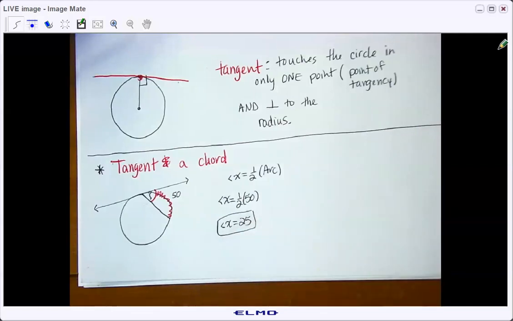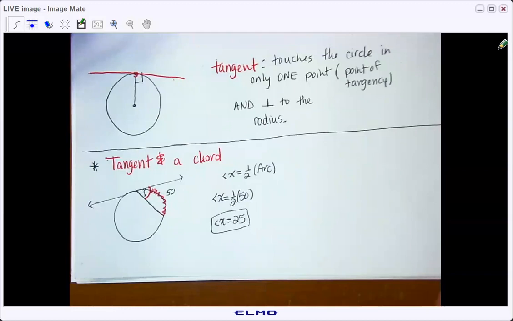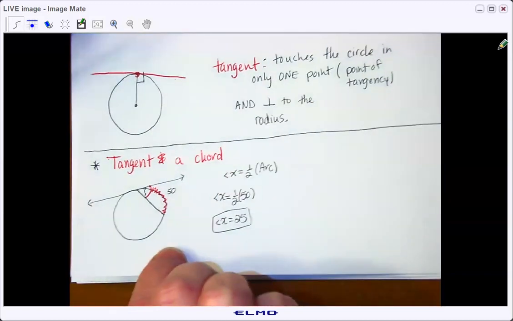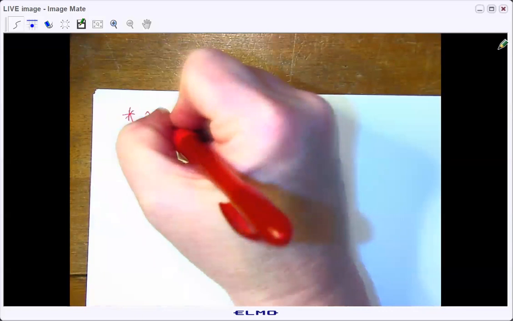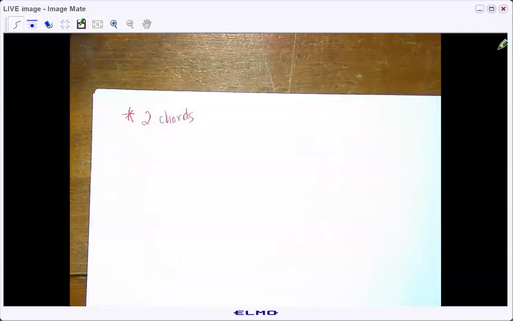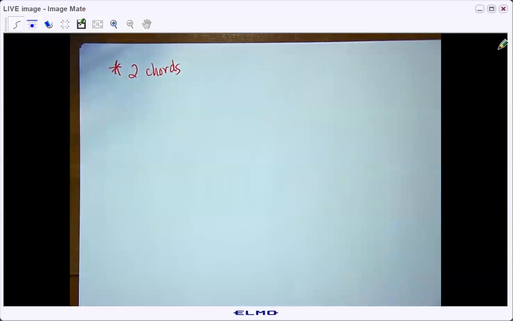Okay. Let people finish copying, finish writing. And we'll move to the next one. Anybody still writing? Okay. Page 2. Here's a different scenario where we're going to be given 2 chords. So circle.